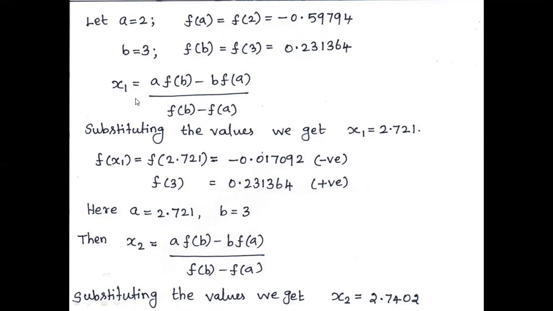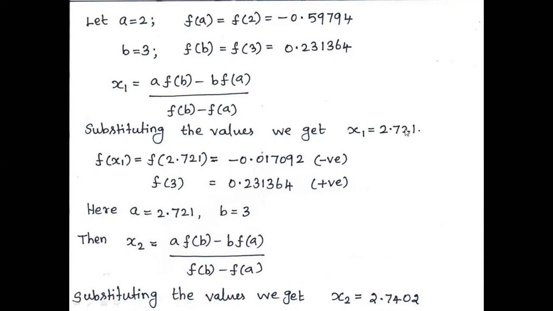So now substituting in the formula, x1, that means the first iterative value for x, is equal to a into f of b minus b into f of a divided by f of b minus f of a. So substituting the values: a value 2, f of b value 0.231364, b value 3, and f of a value minus 0.59794. If we substitute the values, we will get the value x1 is 2.721.